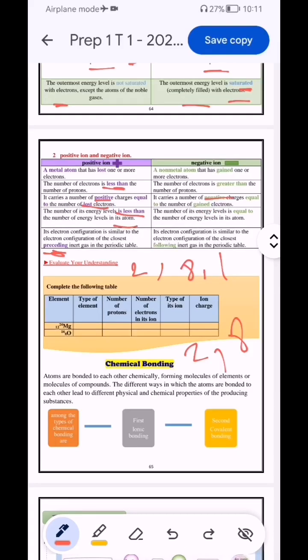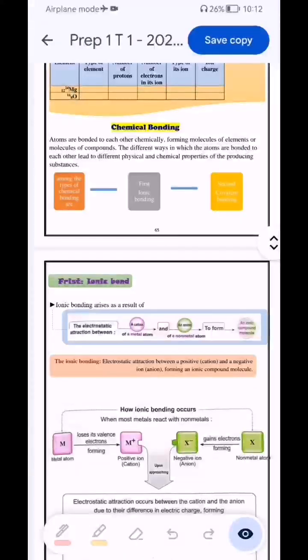And the number of energy levels equals the number of energy levels of its atom, like Cl: 2,8,7 becomes 2,8,8. So the number of energy levels doesn't change in the atom or ion. And its electron configuration is similar to that of the closest following inert gas in the periodic table, because it gained electrons. So let's go forward, okay? We will talk about chemical bonding.